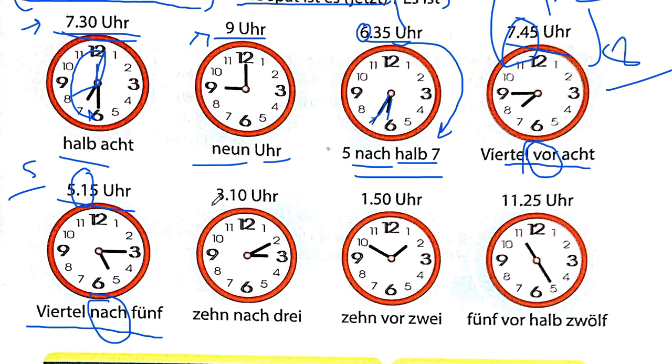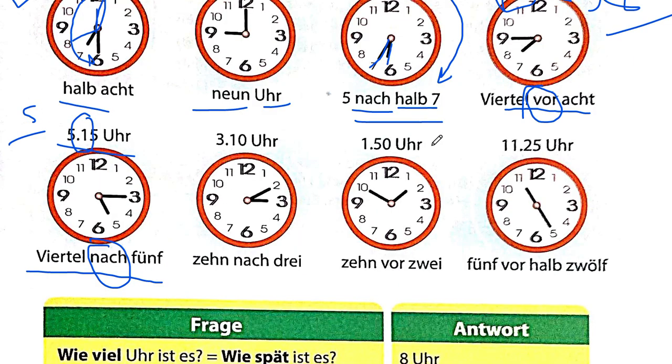Why halb 7? Because similarly over here at 7:30, what did we see? It was halb 8, half of 8. 7:30 is half of 8, right? So, similarly, if I wanted to say 6:30, no, not 6:35, I would say halb sieben, but it is 5 minutes after halb sieben. So, fünf nach halb sieben. Did you get it? Hopefully you did.